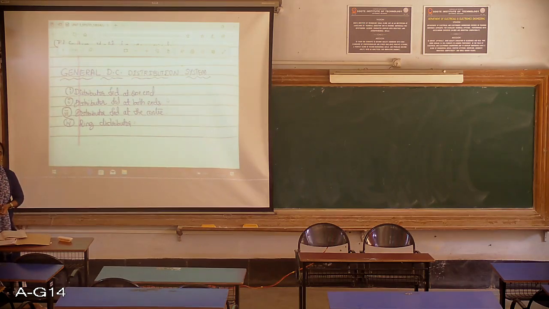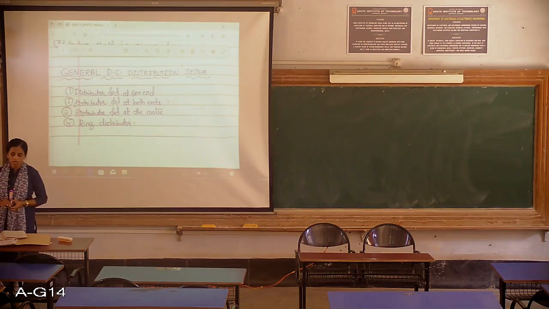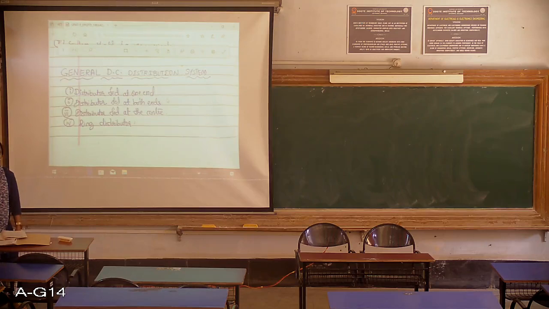Okay, so concentrated loading with equal voltages, concentrated loading with unequal voltages, then uniform loading with equal voltages, and uniform loading with unequal voltages. Please don't get confused. The distributor fed at the center will also have the same cases. And finally, we are going to see what a ring distributor is and how to evaluate the various voltage drops when we have a ring distributor system.